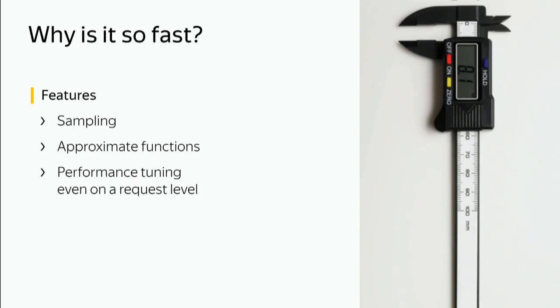Approximate functions, there are some functions which work faster but have some error in them, like let's say 1% or something like that. Sometimes it's very useful. And there are a lot of performance parameters you can use on a request level. So let's say the number of threads you're using, number of cores you're using, or something like that.